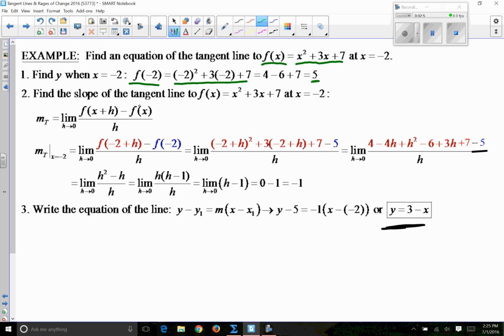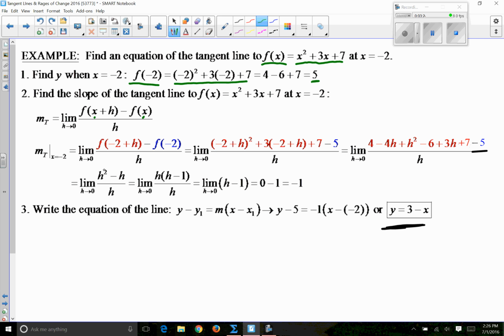Then we find the slope of the tangent line to the function at x equals negative 2 using one of the definitions from the previous slide. The slope of the tangent line equals the limit as h approaches 0 of f of x plus h minus f of x over h. Specifically, the slope of the tangent line at x equals negative 2 is this definition with each x replaced with negative 2. Here and here.